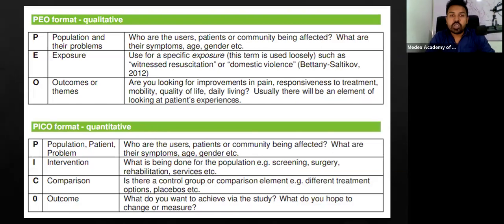Okay, so users, patients, community has been affected, right? Then exposure, used for specific exposure, such as witness, resuscitation, domestic violence.